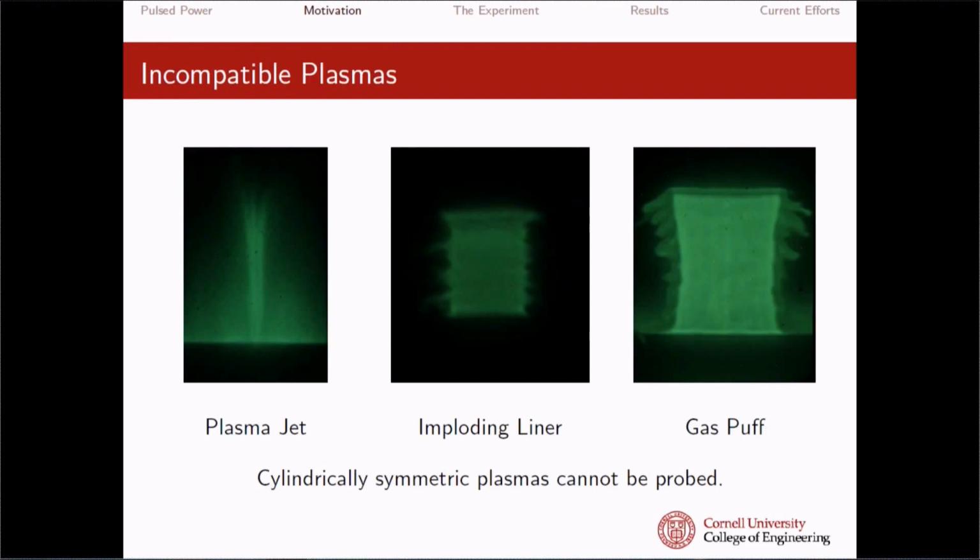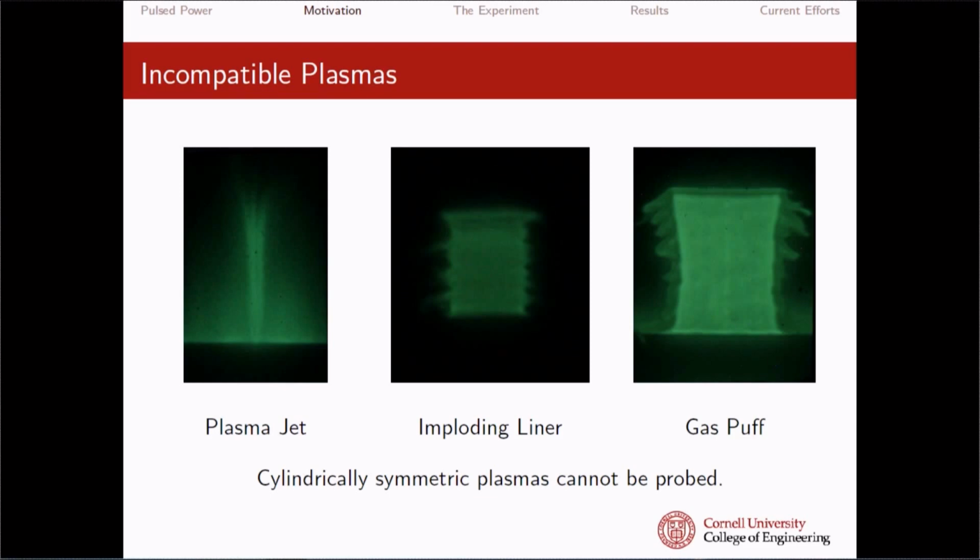It starts as an aluminum foil here with a cathode pin in the center, and we have jets that shoot up into the experimental chamber. We also have imploding liners, which are essentially just aluminum cans that are being driven by current, so the current crushes these cans. And then we have gas puffs that are fired into the machine, and current is run through these. In every case, these are all cylindrically symmetric, and you can't probe them with absorption spectroscopy, which is a real shame because it has such a wide range of parameters that it can diagnose.